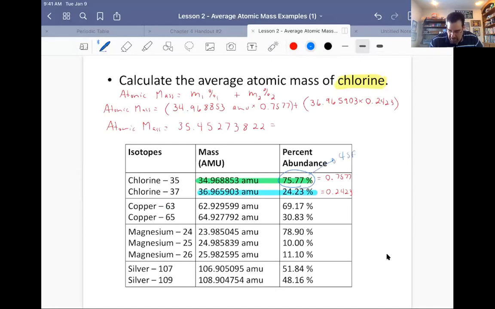But we know here, hopefully, that we want 4 significant figures. And so that is going to give me 35.45, and the unit is AMU. To earn all of the points in the second step, we need the units, AMU.